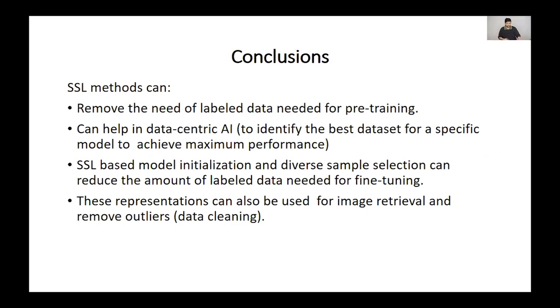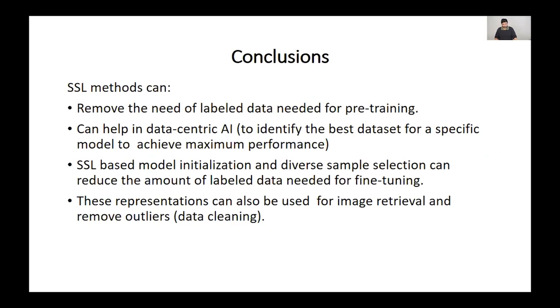These representations can also be used for image retrieval and removing outliers. As I told, the first step in training a deep learning model is cleaning the data. For cleaning the data, we can use the representations and then use an image retrieval algorithm to group all the clean images and the unclean images separately, and then train our model. And it provides 2 benefits: one is model initialization, another is diverse sample selection.